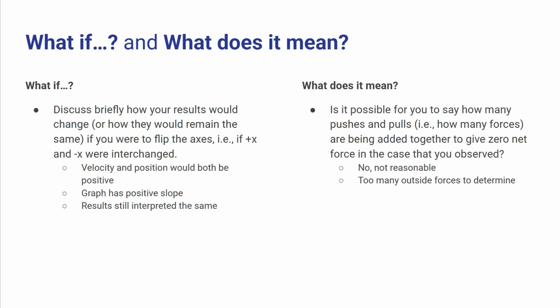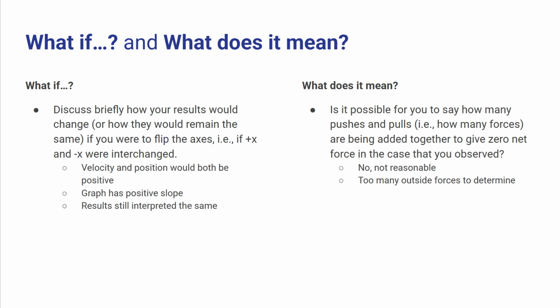So, what if? In this experiment, the right side was positive x, and the left side was negative x. Although the movement was in the negative x direction, which is to the left, the signs of the velocity and positions would flip if the axes were interchanged. This would make the results graph have a positive slope. However, this would not cause a change in the result or conclusion we could gain from the graph.